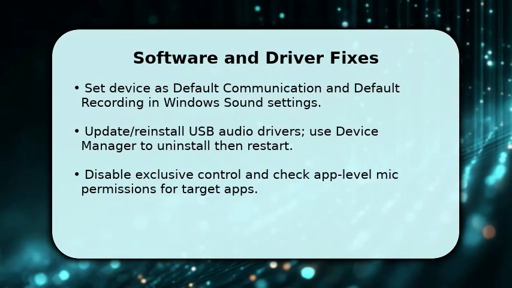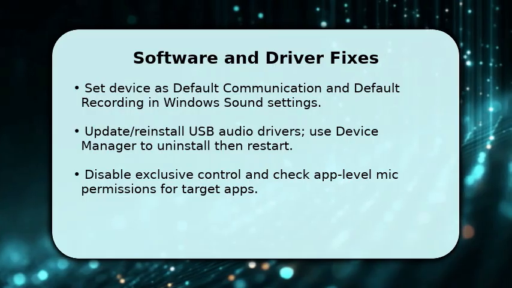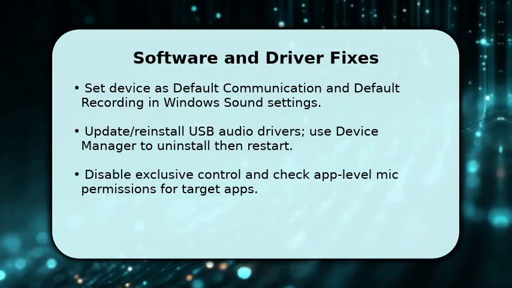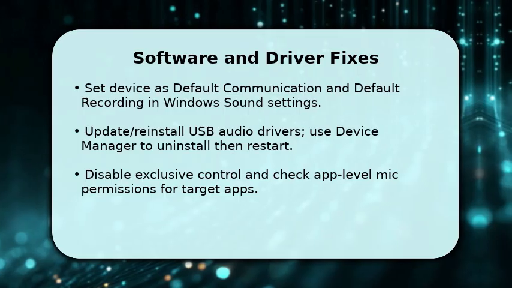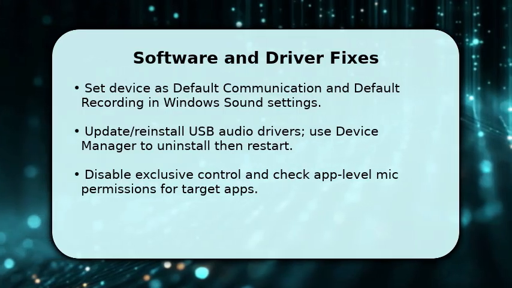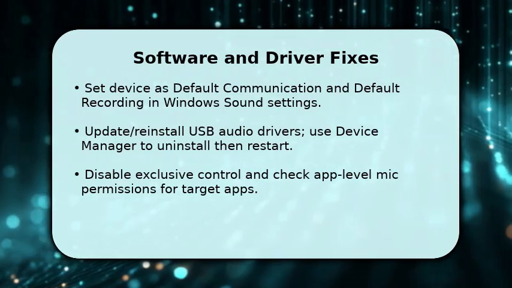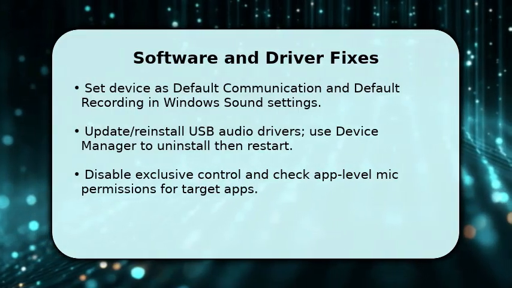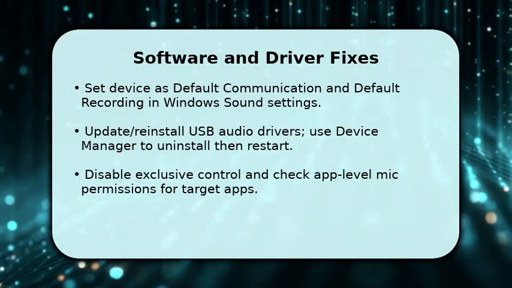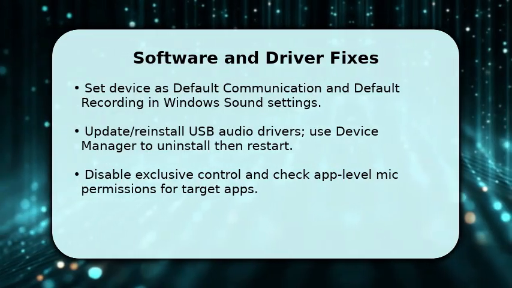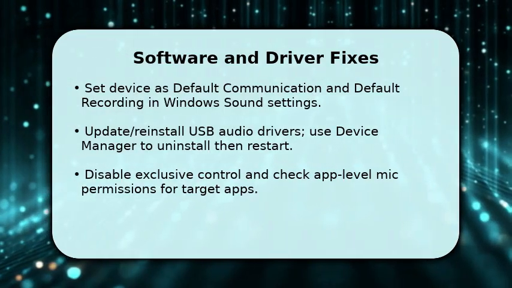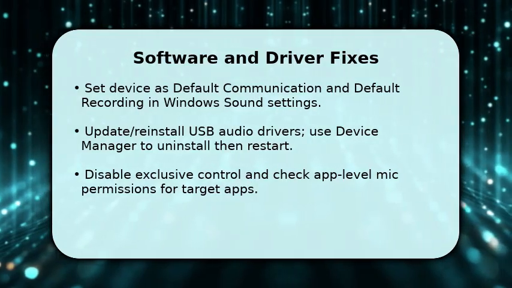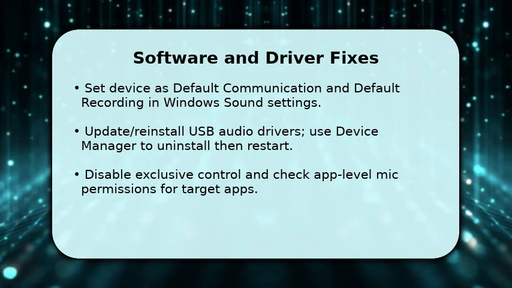You now tackle drivers and system settings. Open Windows sound settings and set the Logitech device as both default communication and default recording device so apps route correctly. Next, open Device Manager, uninstall the USB audio driver for the headset, and reboot so Windows reinstalls it cleanly. Make sure exclusive control is disabled and then grant mic permission to the app you use. Otherwise, apps may block access even when drivers are fine. These steps resolve common software conflicts.